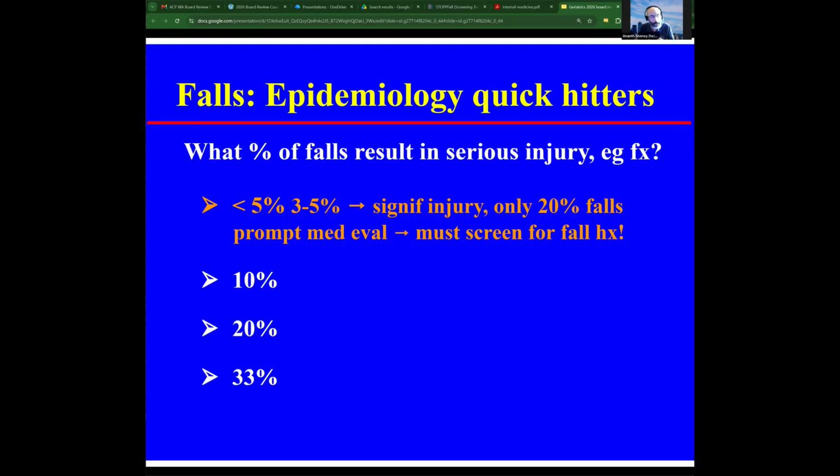But probably the best measure of how often a fall in our older patient leads to a serious injury is somewhere around 3 to 4%. And the minority of those falls actually lead to a medical evaluation. Most of the falls, people get a bruise, they pick themselves up, they go about their day. And they may not even think to mention it to you.